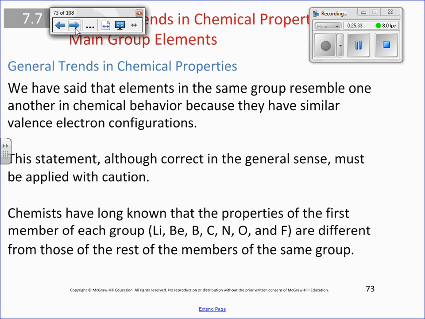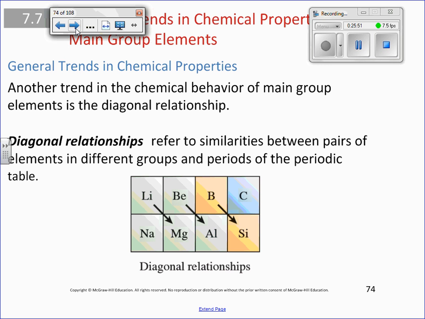I said that elements in the column have similar properties. Well, there's also the top member of each column that has a diagonal relation with the next group down. So lithium has some properties that are similar to magnesium, and beryllium with aluminum, and boron with silicon. Because that has a similarity of charge densities of their cations.